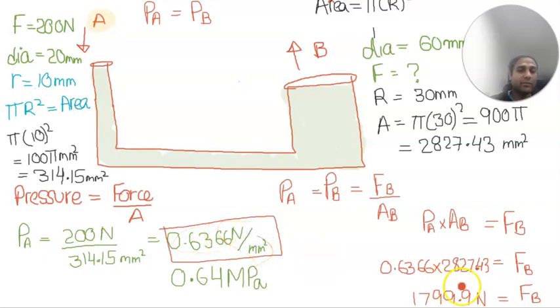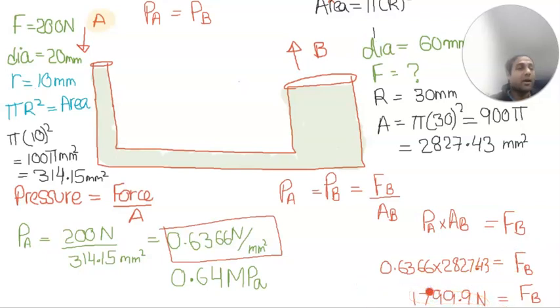The reason is because here the area, which is here, I got pi r square. I have that value in millimeter square, so they will cancel out. So I got 0.6366 Newton per millimeter square, and the area value from here. And I got an answer of around 1800 Newton.